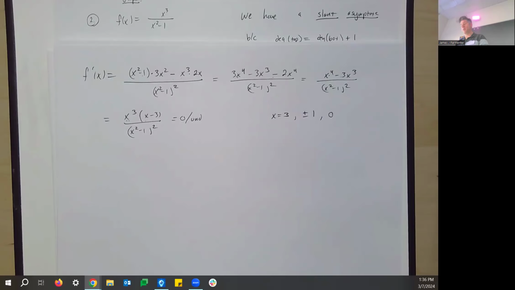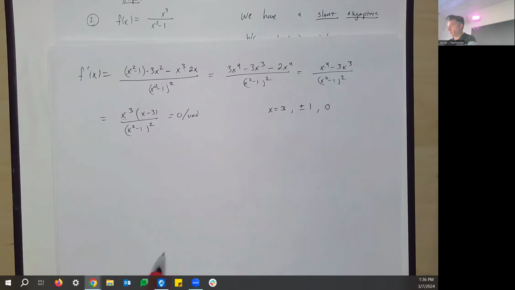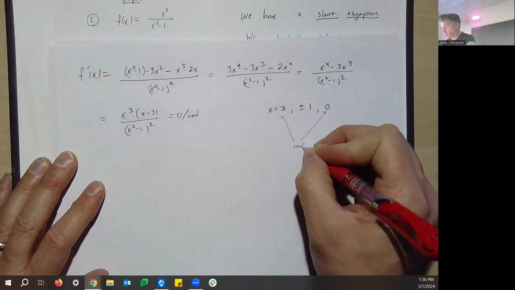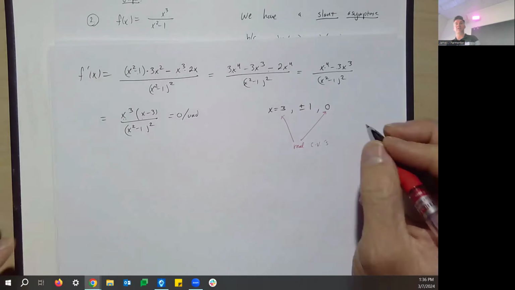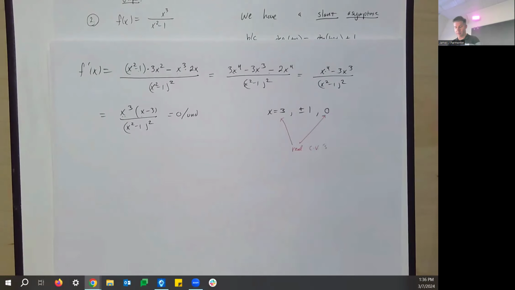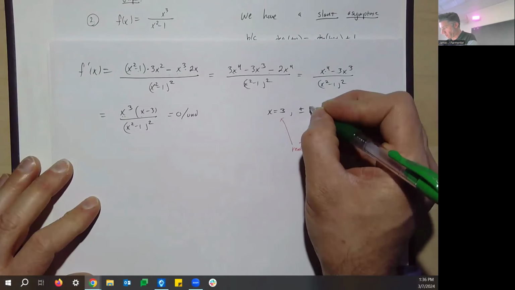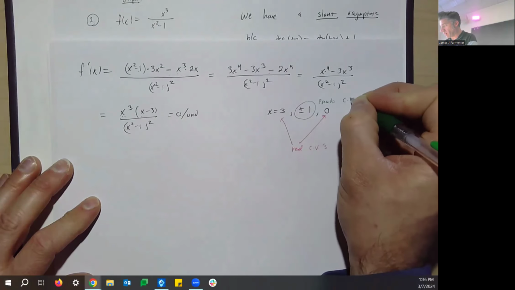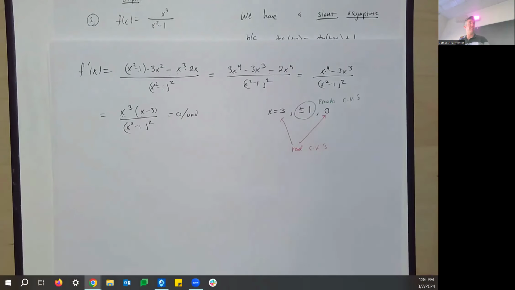So 3, plus or minus 1, and 0. I will point out that the 3 and the 0 are the real critical values because they're actually in the domain of the original function, whereas the plus or minus 1 are the fake or pseudo critical values. We still need to include them on our number line for the first derivative. Questions about any of this specifically? Yeah.